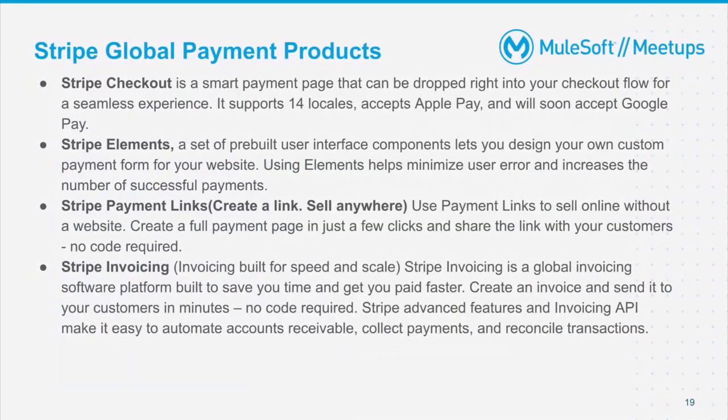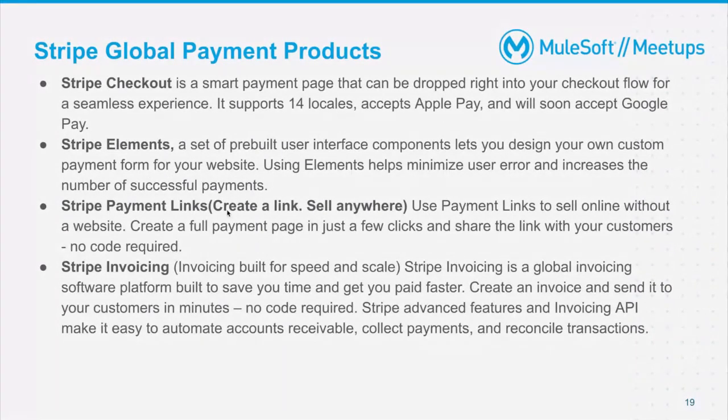So this is all Stripe. You can see Stripe Checkout is just a payment page. It will be directly plugged into our application, and it accepts many payment methods that we discussed, and cards. And even if we don't want to use the Stripe Checkout page, they are providing Elements. It's like pre-built user interface components. Directly we can design our own payment page, so that we can customize it as per our needs.